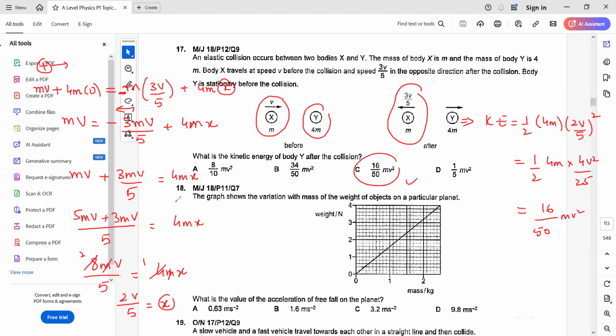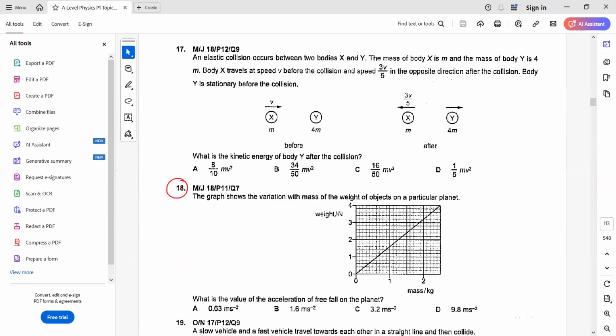Okay. Question 18 says the graph shows the variations of weight and mass. What is the value of the acceleration? So acceleration would be W over M. So weight is 4 and mass is this is 0.5, that's 1, that's 1.5, that's 2.5. So that's 2.5. So 4 divided by 2.5 is going to be 1.6 meters per second squared. So that's basically B.